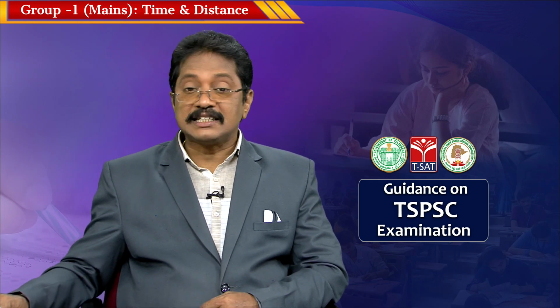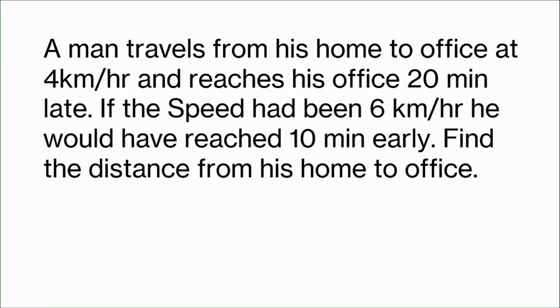Now, we will see the question here. The first question is, a man travels from his home to office at 4 km/h and reaches his office 20 minutes late. If the speed had been 6 km/h, he would have reached 10 minutes early. Then find the distance from his home to his office. This is the question. The question is very clear and very simple.